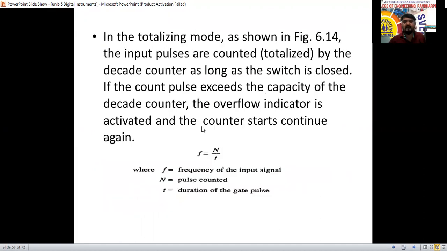Block diagram. See here. Here the totalizing formula we are going to consider. In the totalizing mode, the input pulses are counted here. How many input pulses are there? That is counted here. That is pulses counted, that is called N.